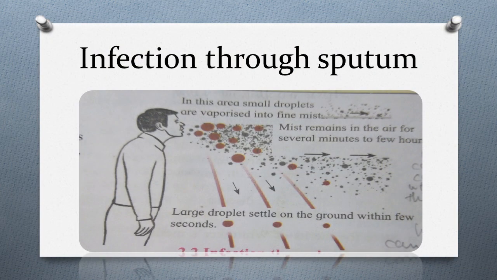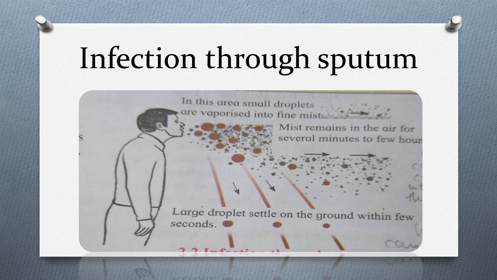Next is infection through the sputum. Students, here you can see one picture, that is infection through the sputum. When we talk or cough in the air, small droplets are vaporized from our mouth into a fine mist. You can see the fine mist in the picture. The mist remains in the air for several minutes to a few hours. So when a healthy person comes in contact with that mist, or comes in contact with that area, they also get infected.